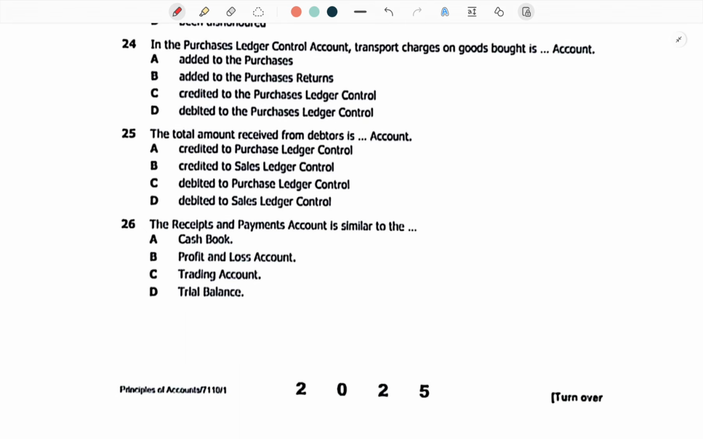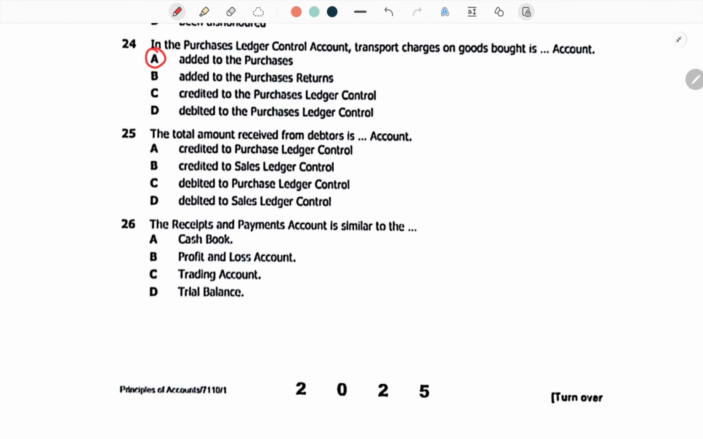In the purchases ledger control account, transport charges on goods bought is dash account, okay? So we're on 24. In the purchases ledger control account, transport charges on goods bought is dash account. So the best answer is simply A, added to the purchases.